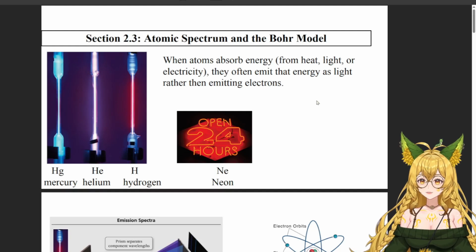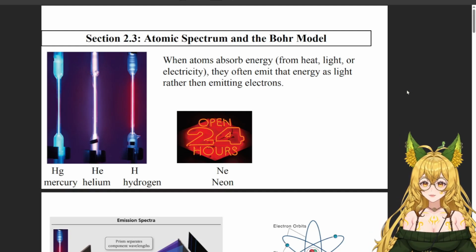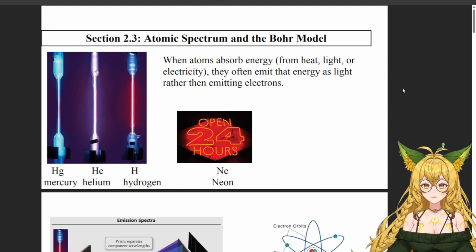Right, so now we are moving on to section 2.3. We now have the atomic spectrum and the Bohr model.